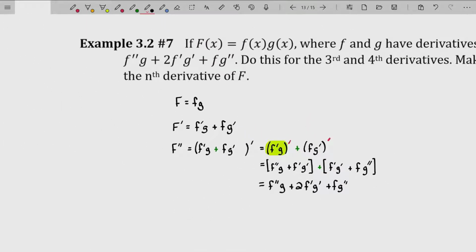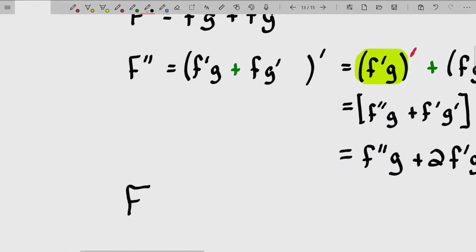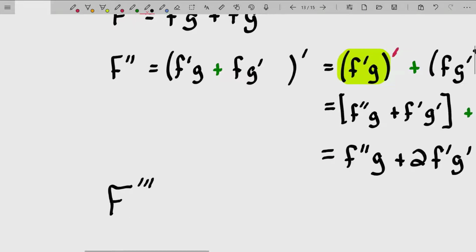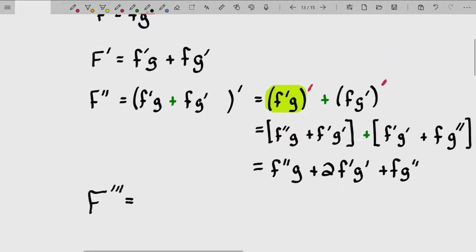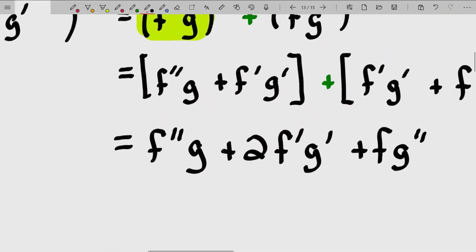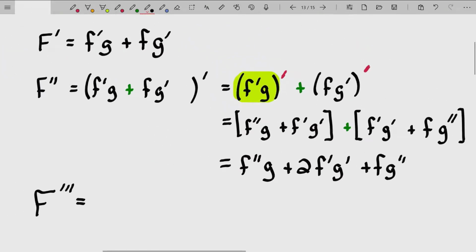Let's go ahead and take the third derivative of capital F. And again, now that you can see it, you have three objects you're taking derivatives of. And I don't need that 2 in there.